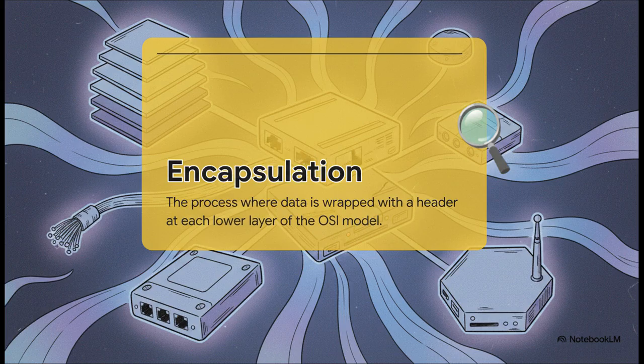We started with our message, it got chopped into segments, those segments got wrapped into packets with IP addresses for the final destination, then those packets got wrapped into frames with MAC addresses for the next hop. It's like a set of Russian nesting dolls. And that whole process, again, is called encapsulation. It's how your data gets dressed for the trip.